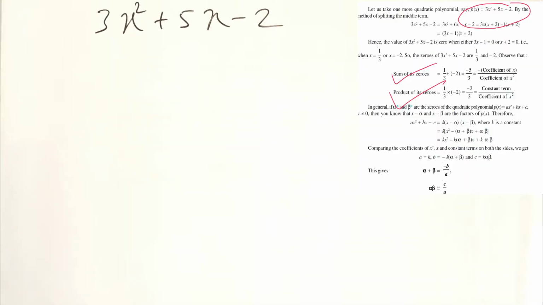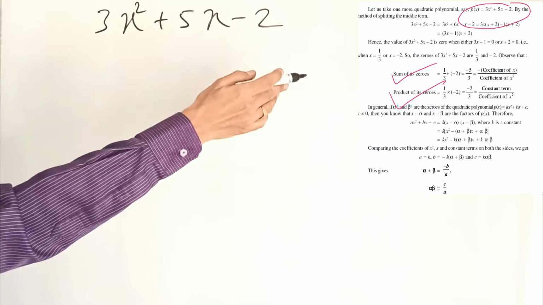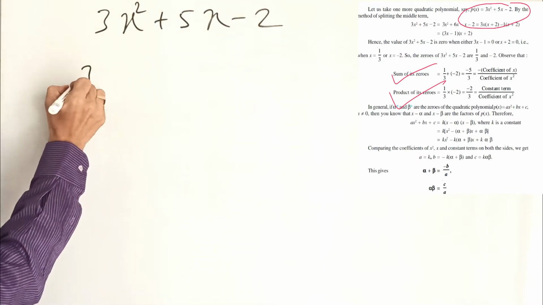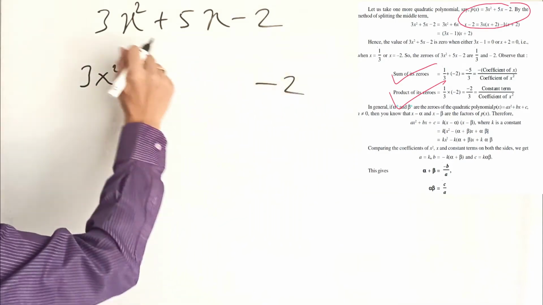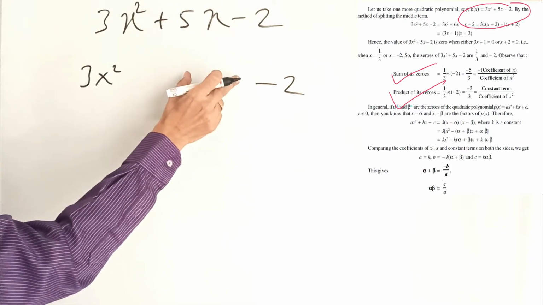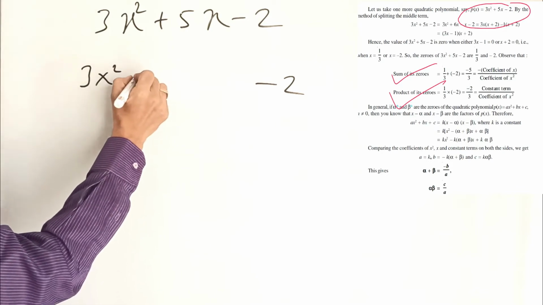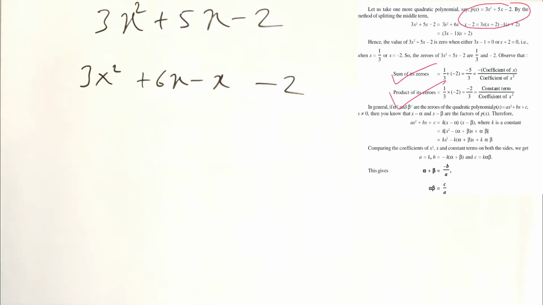Now come to page number 29, 3x square plus 5x minus 2. The question is to find the zeros and verify the relationship. So first of all, we will factorize this. Very simple middle term splitting: first and last, 3 into 2 is 6. Write the middle term such that the product is -6 and the sum is 5. So it will be plus 6x minus x.